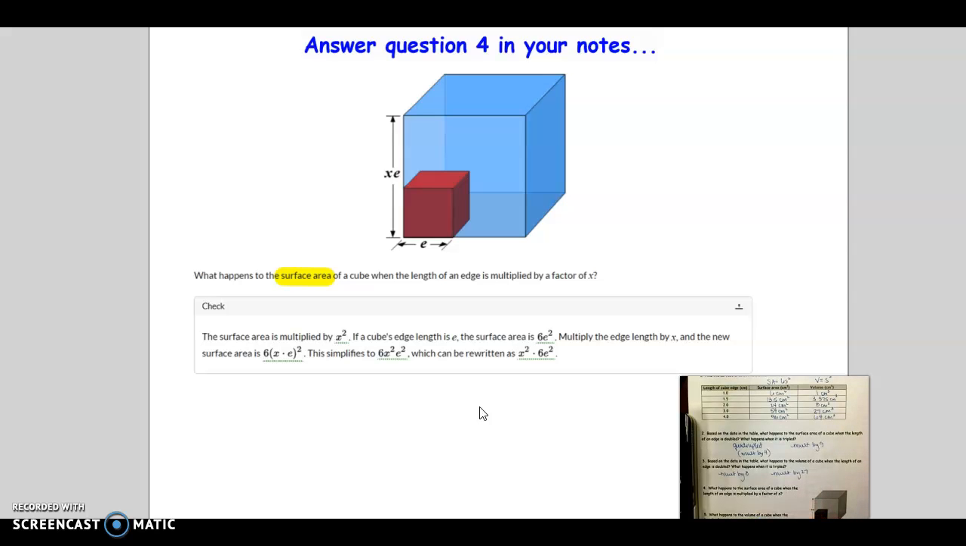What happens to the surface area of a cube when the length of the edge is multiplied by a factor of x? The surface area is multiplied by x squared.